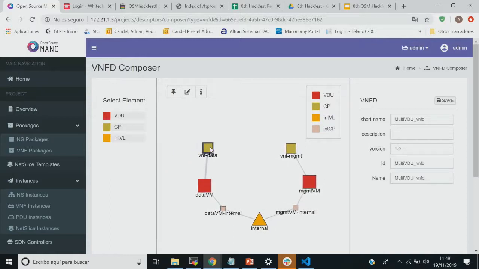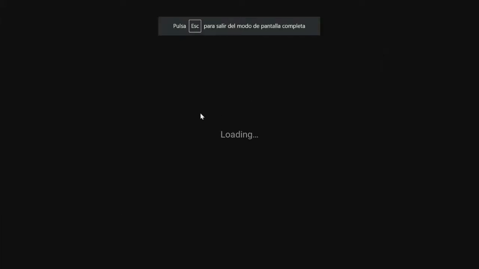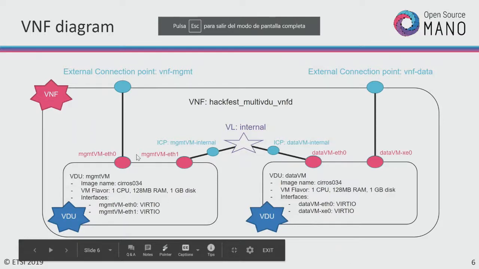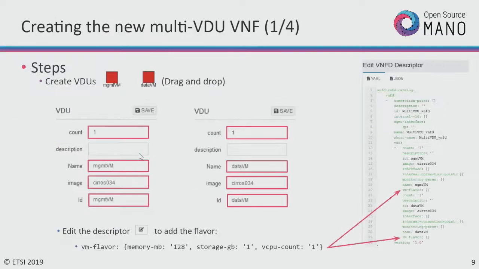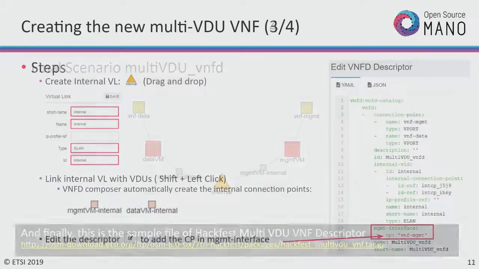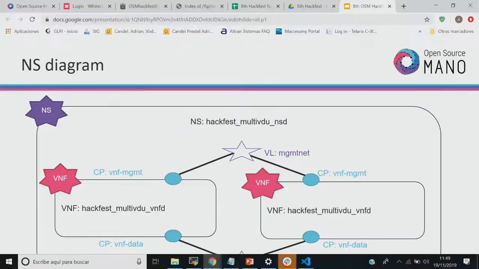Okay, here we have our VNF descriptor of the multi-VDU example. As you can see, we have created this picture. Okay. So let's move on to create the network service descriptor. We have to create a network service descriptor with the same VDU two times, connected to the management net and the data net networks. Okay.